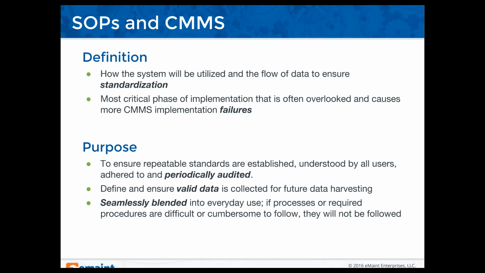To ensure that the data is valid, in terms of how the data is collected in the data acquisition phase, and how the data is then maintained and supported within the software. And then seamlessly blended into everyday use so that it doesn't become a burden. So SOPs are there to be referenced, to be the guideline, sometimes to be the rules, to ensure that activities are carried out correctly. But don't make them difficult or cumbersome, do make them easy to use.